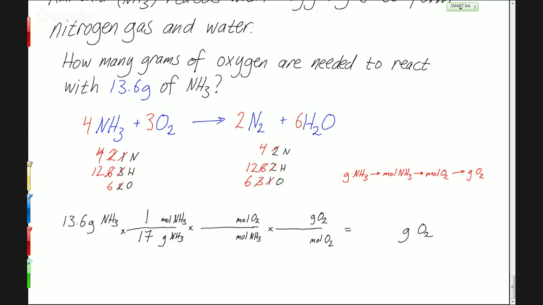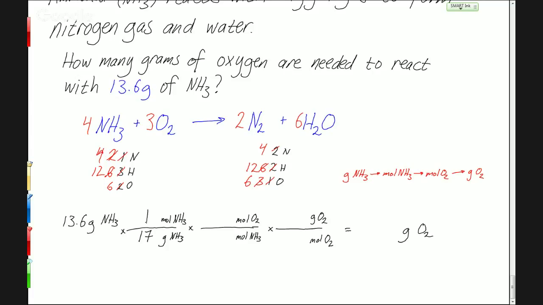How did you get that? I looked at the periodic table for the different masses. Ammonia is NH3. So we need 1 N, which is 14, and then 3 H's, each of them is 1. So that's 17.